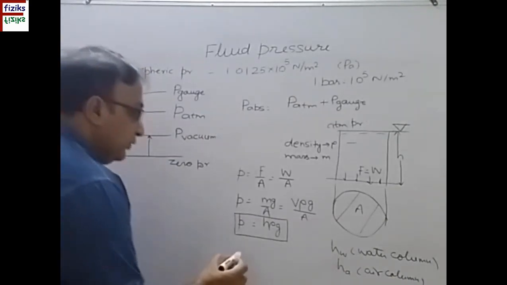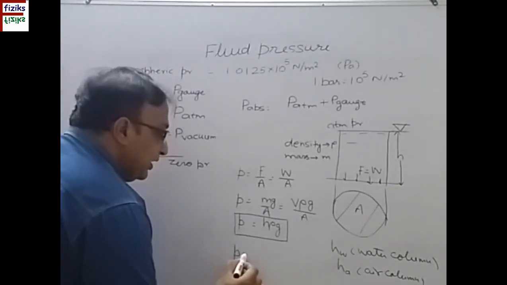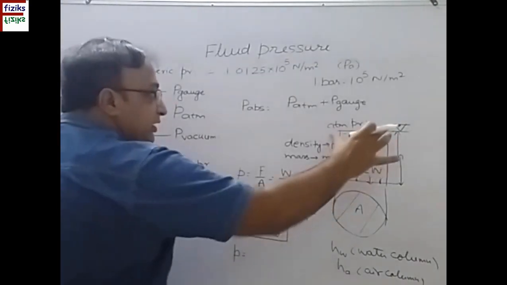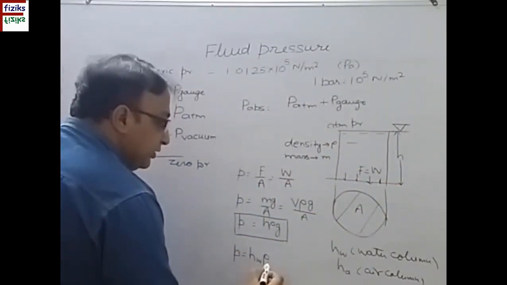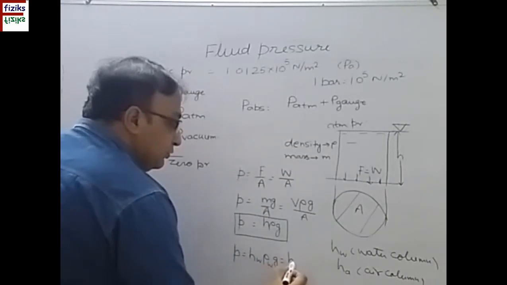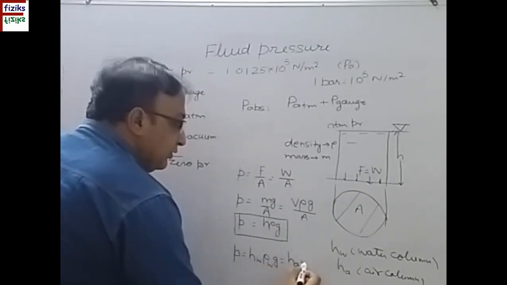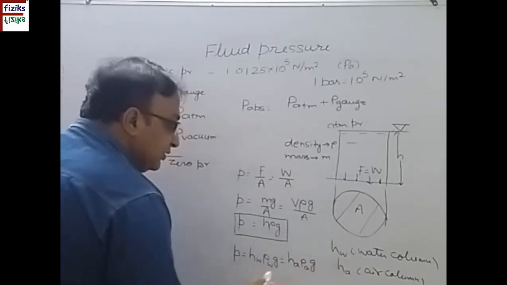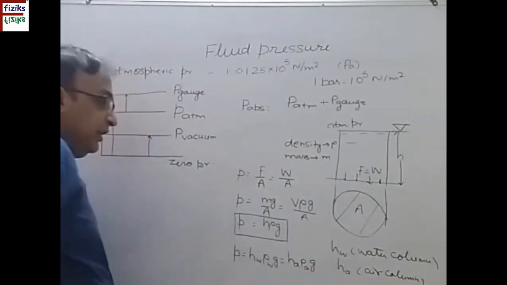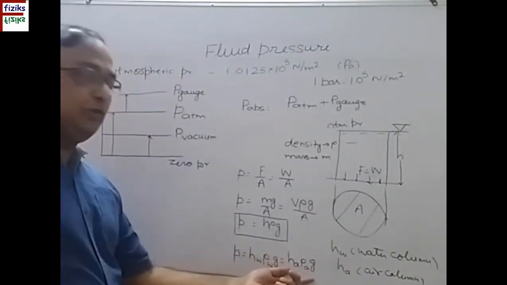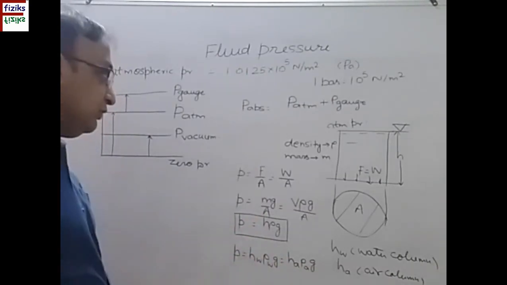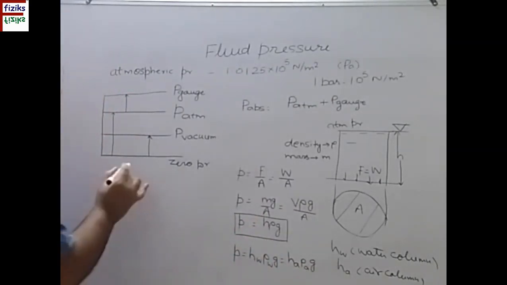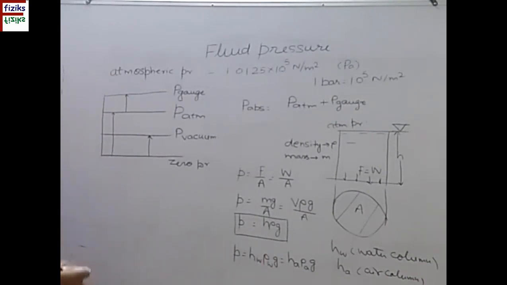So I can write that for the same pressure, P is equal to the pressure exerted by the water column, HW, density of water, g, equal to the pressure exerted by air column, and from this you can find the equivalent height of another column if I use some other fluid to measure the pressure.